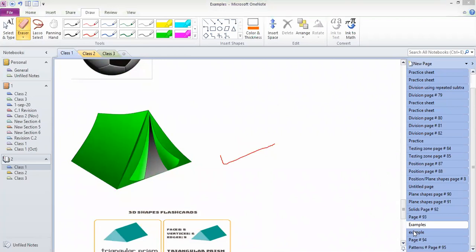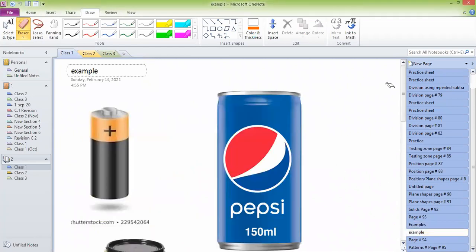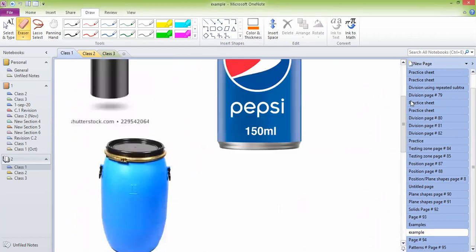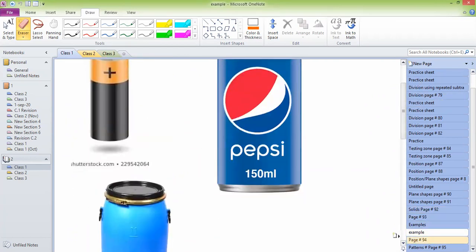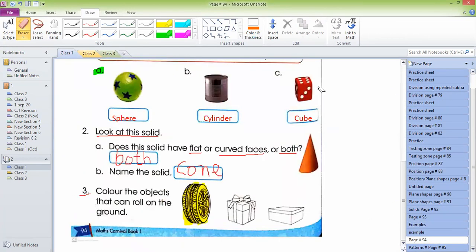That's very good. Now we will come to the book. These are the examples of cylinders, guys. Come to the exercise, page number 94. Open your book, page number 94.